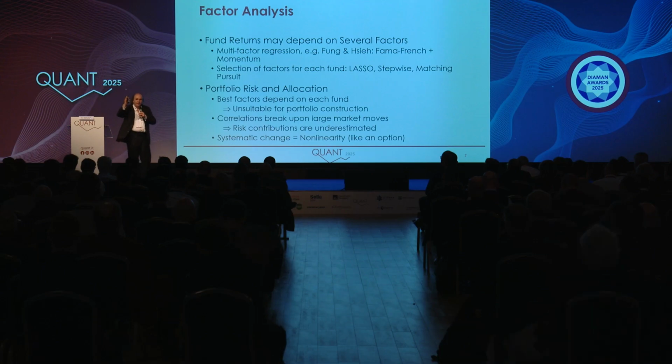But correlation doesn't change like you drop a coin and, oh, here's a new correlation. If you have a move of 1%, you get a certain correlation, 5% you get a different correlation, 10% you get a different correlation. This is systematic. This systematic change of correlation, in mathematics, it has a name, it's called nonlinearity. It's a change, exactly like an option where you change the delta of the option.